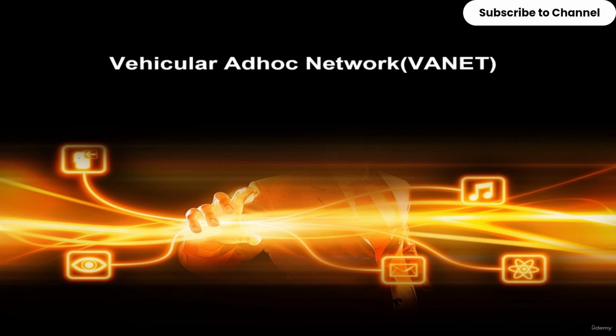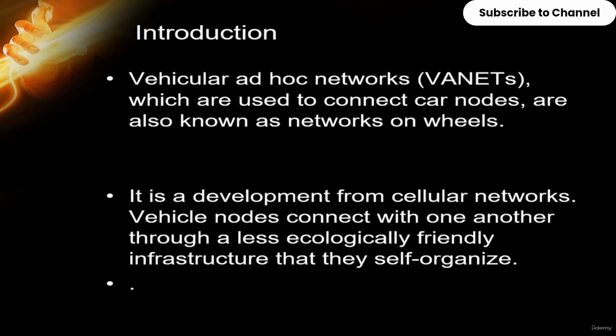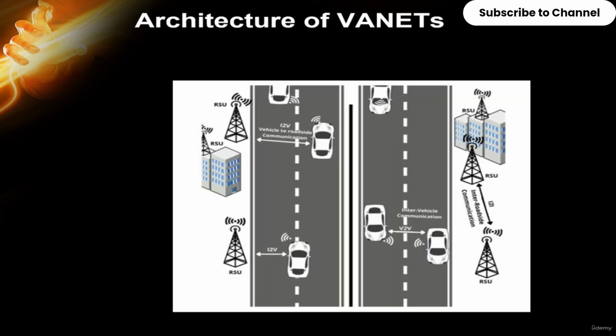Hi, in this video lecture, we are going to discuss vehicular ad hoc networks. Vehicular ad hoc networks are used for communication with vehicular networks such as cars, which are mobile nodes. It is a cellular communication technology where one node can communicate with another node in an eco-friendly manner with self-organization architecture.